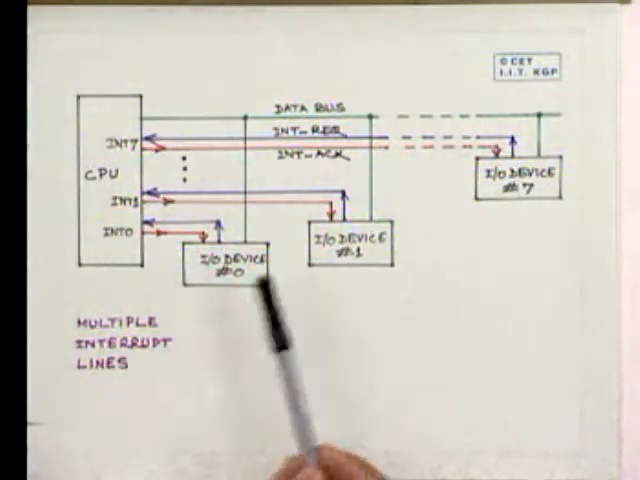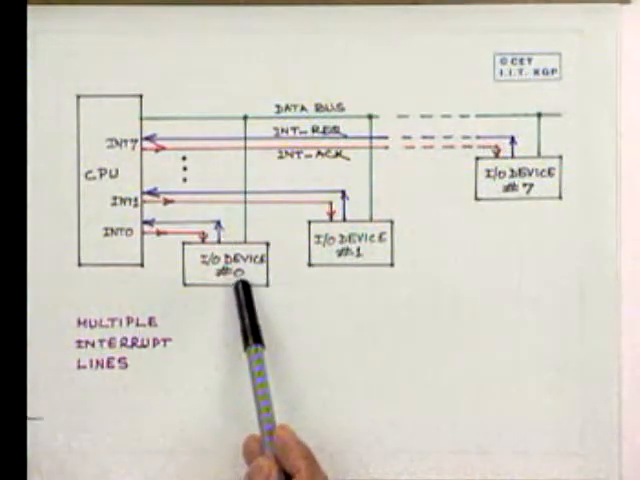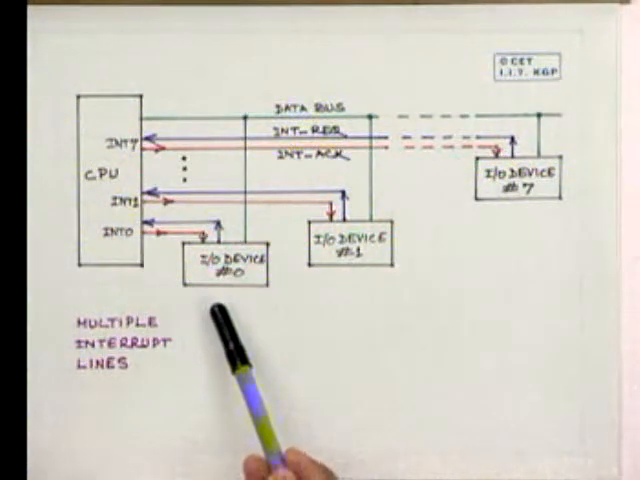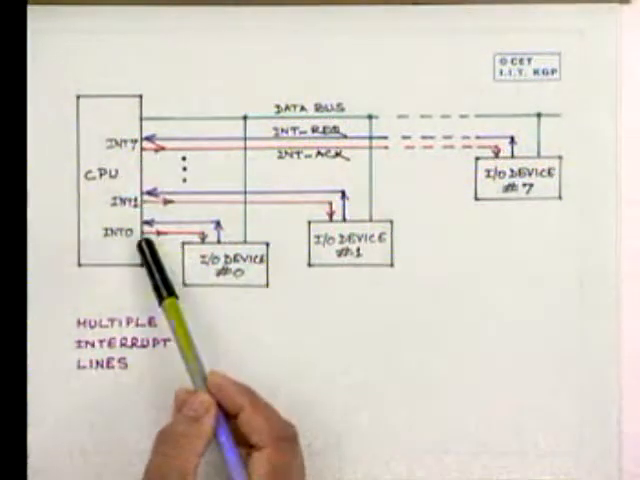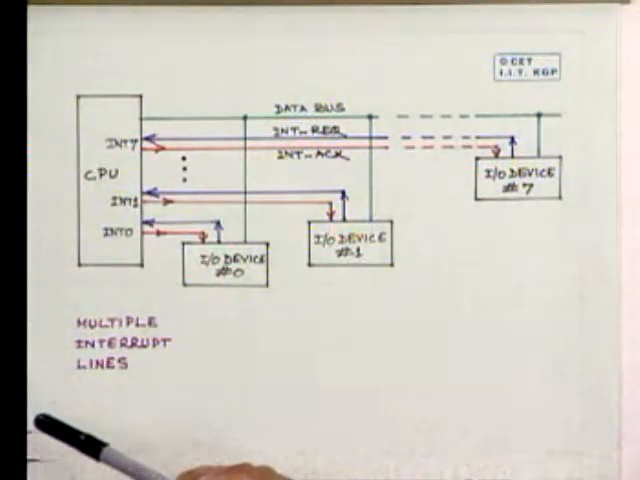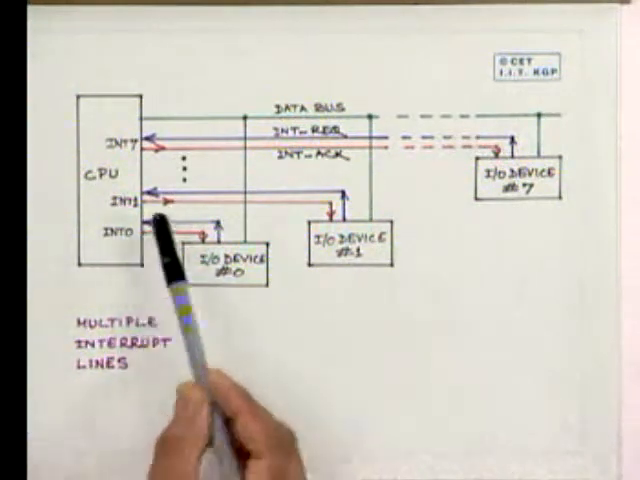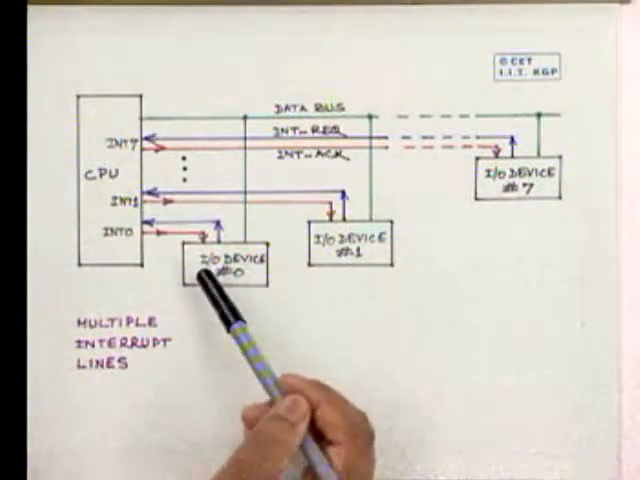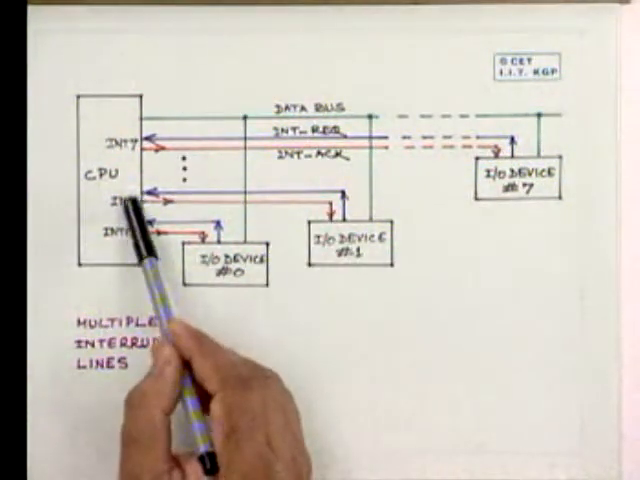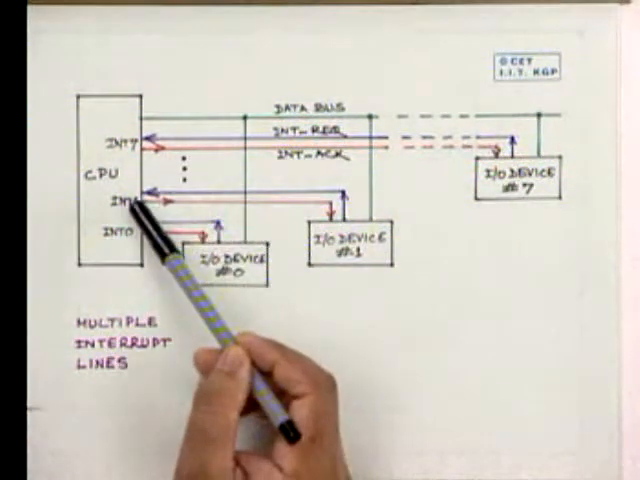Another aspect is, since there are more devices, what will be their interrupt handler addresses? One thing that can be done is that corresponding to each interrupt line, we keep a fixed address from which the interrupt handler will start. For interrupt 0, there will be a fixed address. For interrupt 1, there will be a fixed address. For interrupt 7, there will be a fixed address of the interrupt handler. Therefore, whichever interrupt is acknowledged, the control will go to the corresponding interrupt handler at that fixed address.